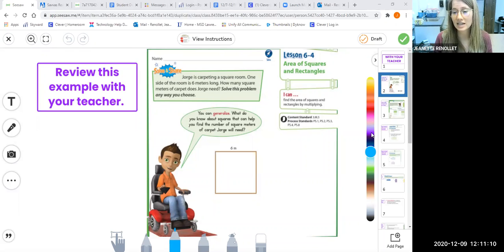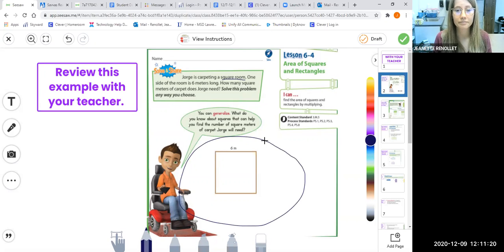So first, I'm going to identify some important information. I see that his room is square, and we've got a model right here drawn for us. One side of the room is 6 meters long. I see they already put that on my model. I'm wondering, how long is the other side of the room? Well, I need to use my background knowledge about squares to help me.